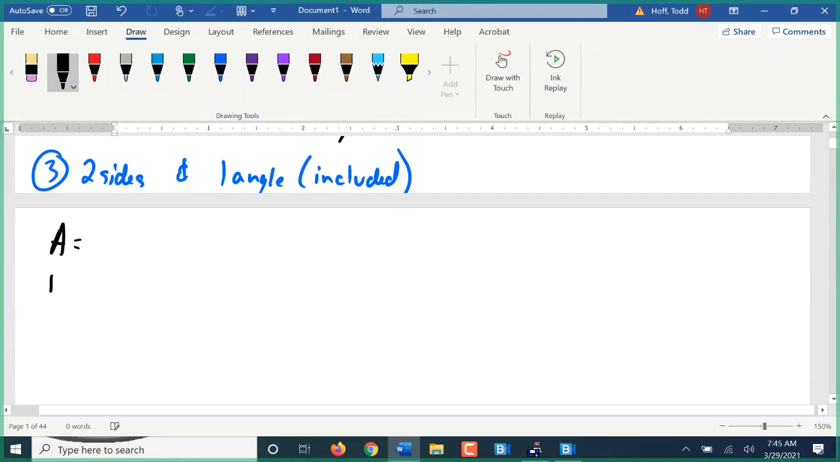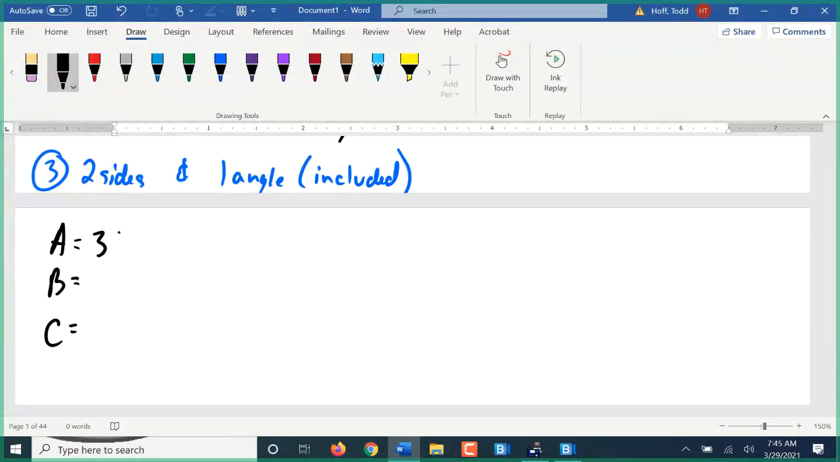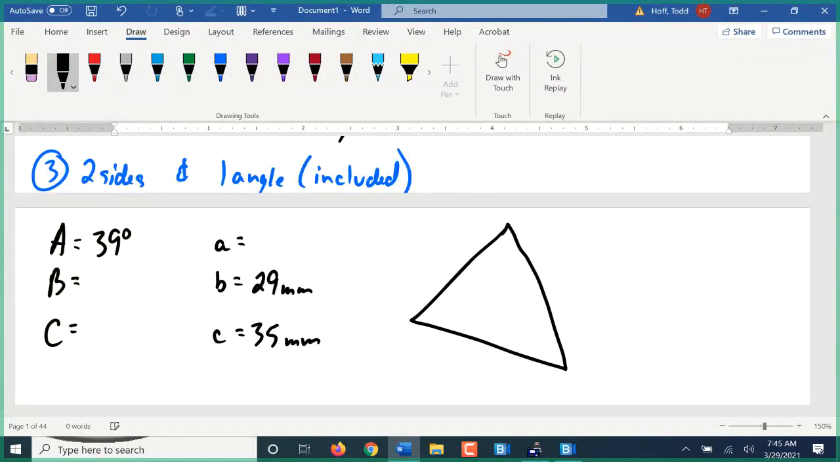I might give you angles A, B, and C, where I tell you that angle A is 39 degrees. Sides A, B, and C, where I tell you that B is 29 millimeters, and C is 35 millimeters. So if I'm going to draw this triangle, ABC, A here is 39 degrees. Here's 29 millimeters. B is 35 millimeters. Do I have a side and its opposite angle here? I do not. No. Can I find a missing angle or a missing side so that I have a side and its opposite angle?